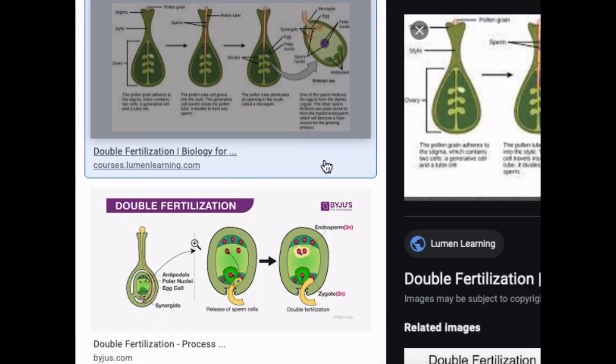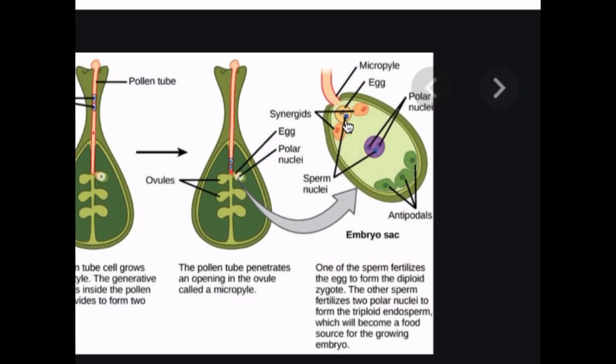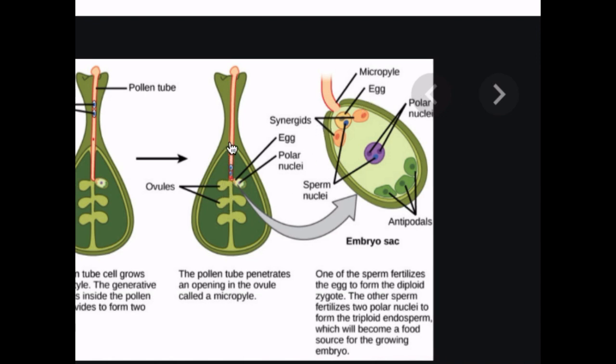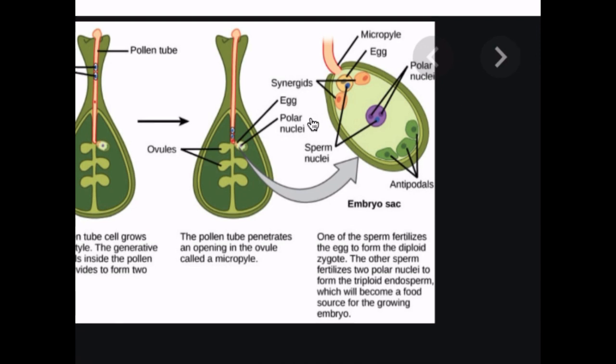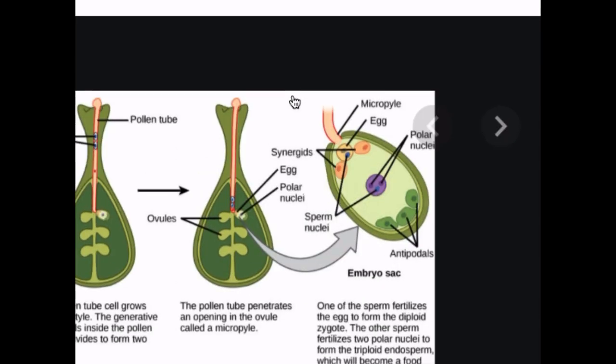In double fertilization, the same diagram that I showed you, there are two sperms or two male cells. The one male will fuse with the egg to give rise to the embryo. One male will fuse with the polar nuclei, see 1, 2, 3, it will give rise to the endosperm. So this condition where the egg and the polar nuclei are fused twice, I mean double time fertilization, this is called double fertilization.